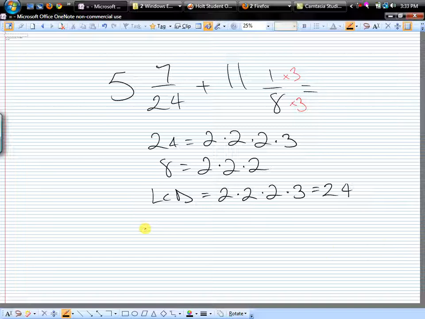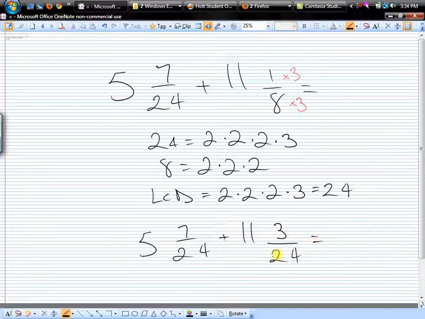So now we have 5 and 7/24 plus 11, and well, 3 times 1 is 3, and 3 times 8 is 24. Now that we have common denominators, we can add the numerators and add the whole numbers. 7 plus 3 is 10 out of 24. 5 plus 11 is 16.